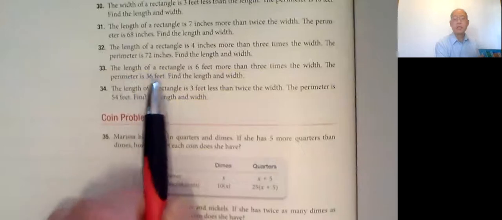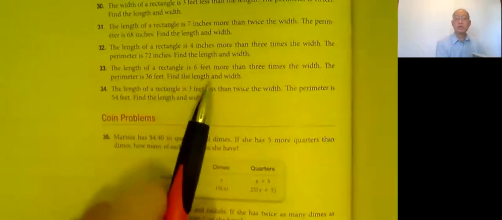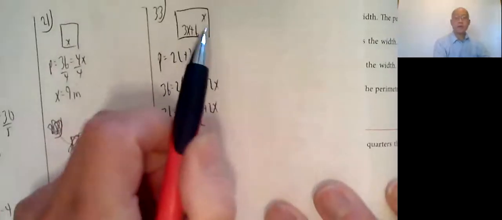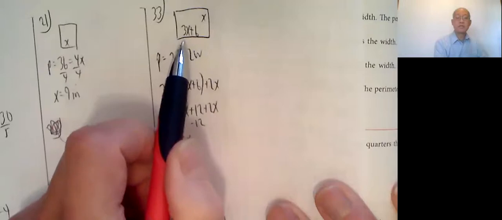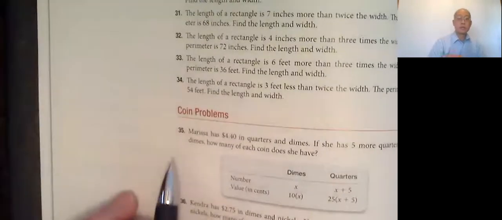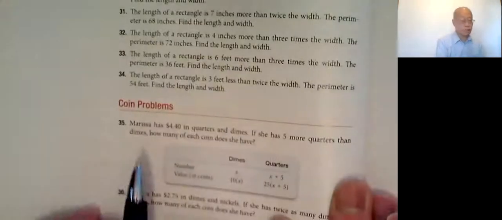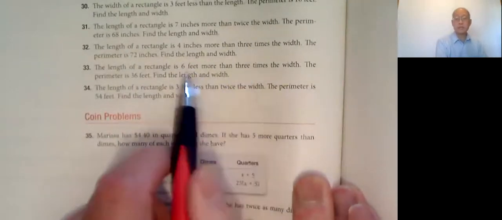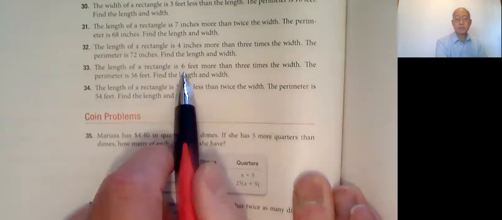Okay, on the next page, 33. The length of a rectangle is 6 feet more than 3 times the width. So my setup is, I call the width x. The length is 3x plus 6. That is the meaning of 6 more than 3 times the width. 3 times the width is 3x, 6 more, 3x plus 6.